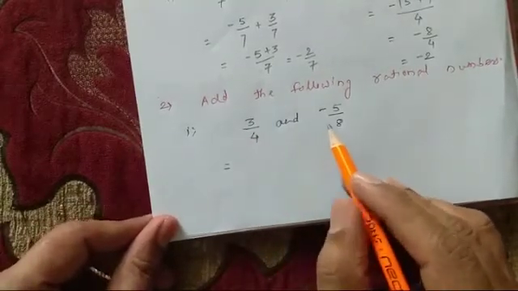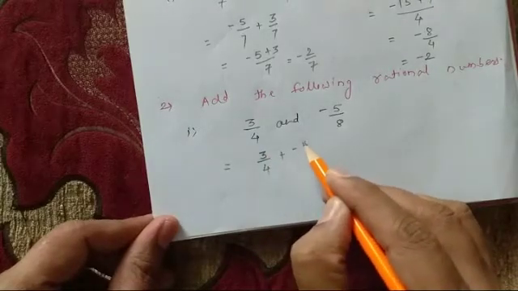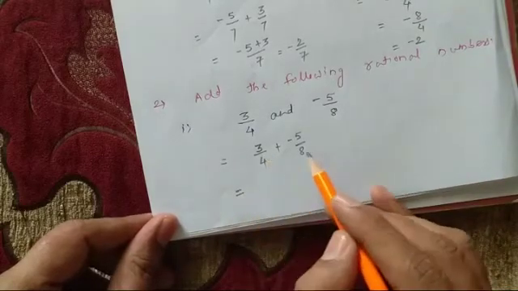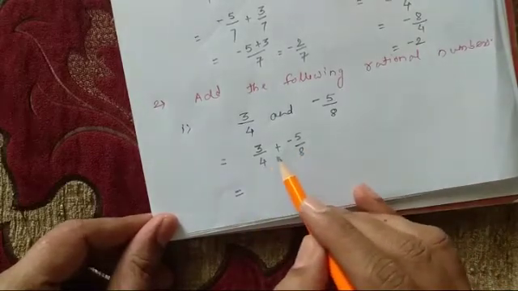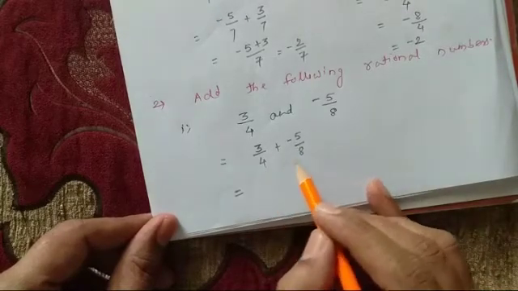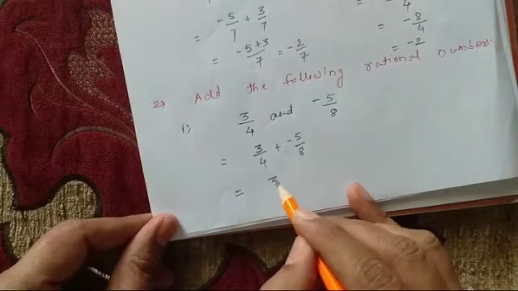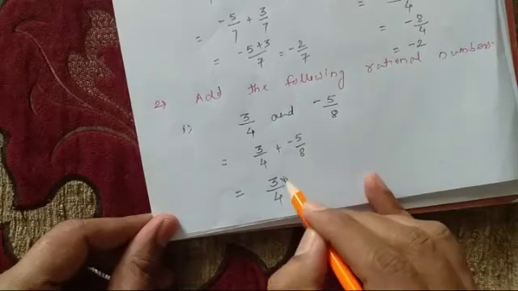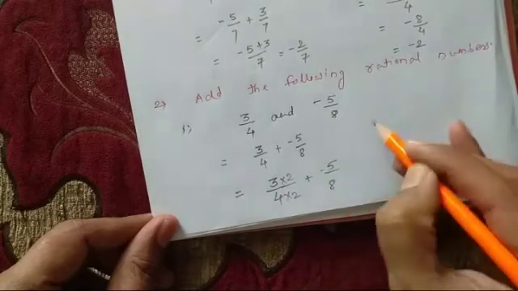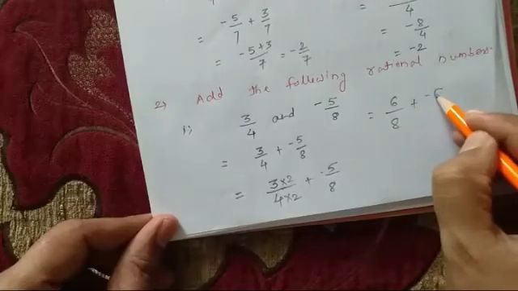3 upon 4 and minus 5 upon 8. We have to add these numbers. 3 upon 4 plus minus 5 upon 8. So here denominators are not same. So you can either take cross products, or you can convert these rational numbers with same denominator. So see here the denominators are 4 and 8. The LCM of 4 and 8 is 8. So let's make the denominator same. 3 into 2, 4 into 2 plus minus 5 upon 8. 3 into 2 is 6 upon 8 plus minus 5 upon 8.